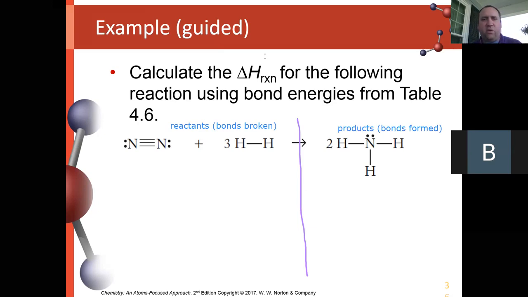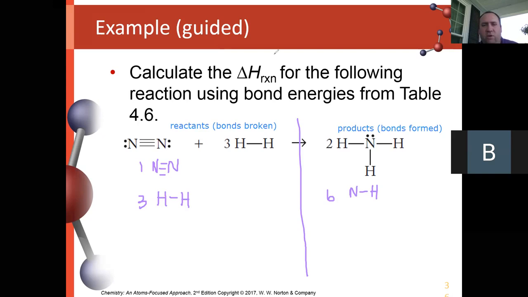And so I can start doing an accounting of what's there. I have one nitrogen to nitrogen triple bond, and I have 3 hydrogen to hydrogen single bonds. On the product side, I'm making 2 ammonias. Each ammonia has 1, 2, 3 nitrogen to hydrogen single bonds. So on this side, I have 6 nitrogen to hydrogen single bonds.